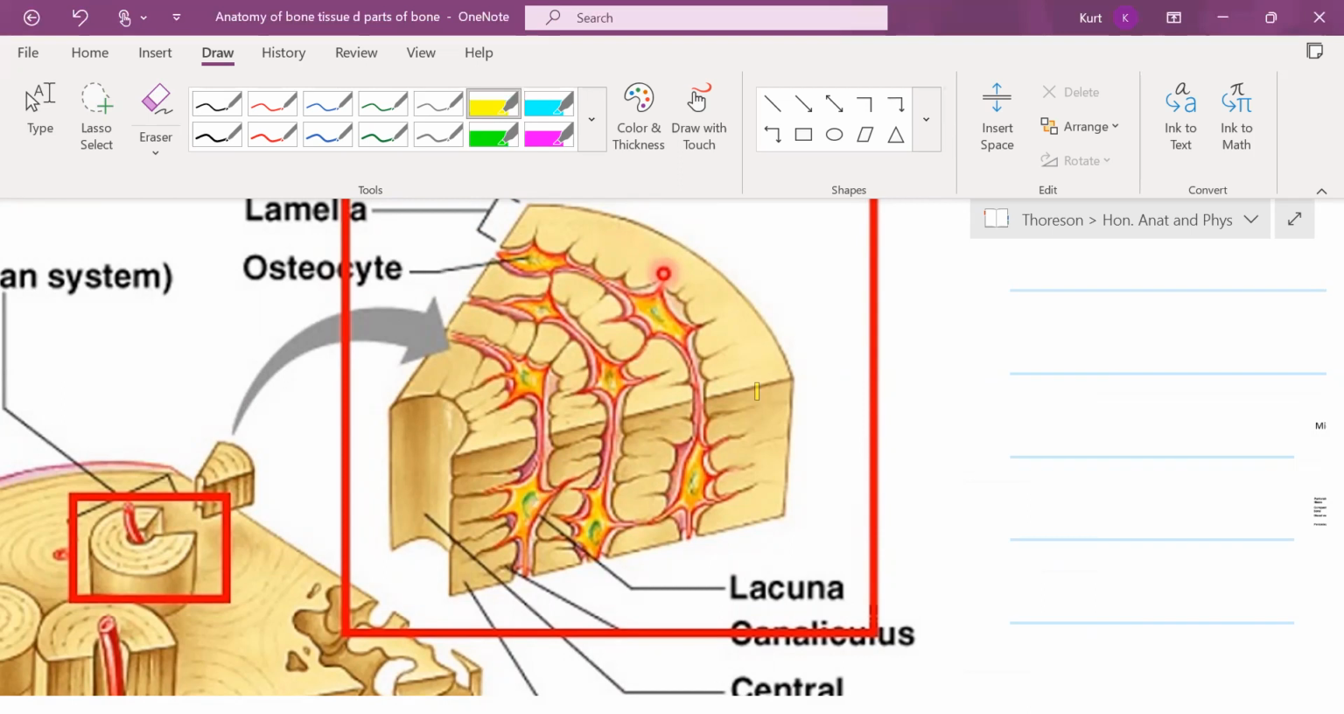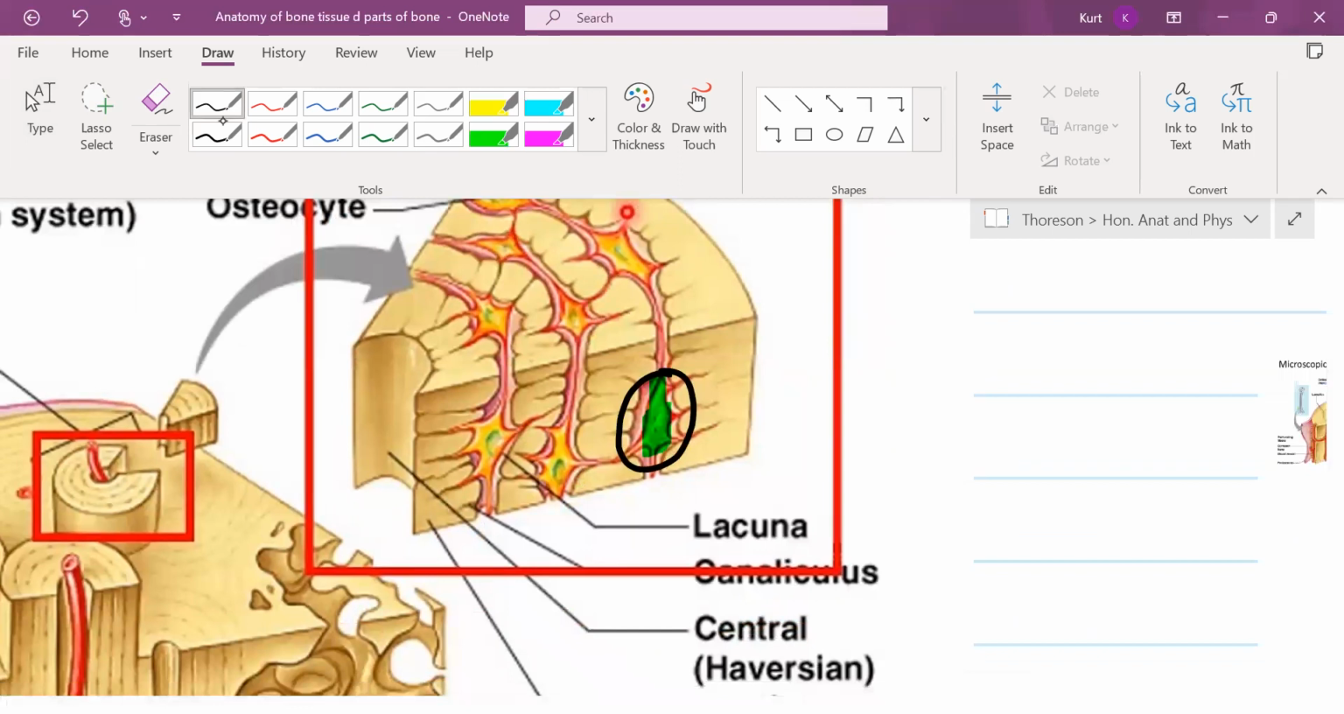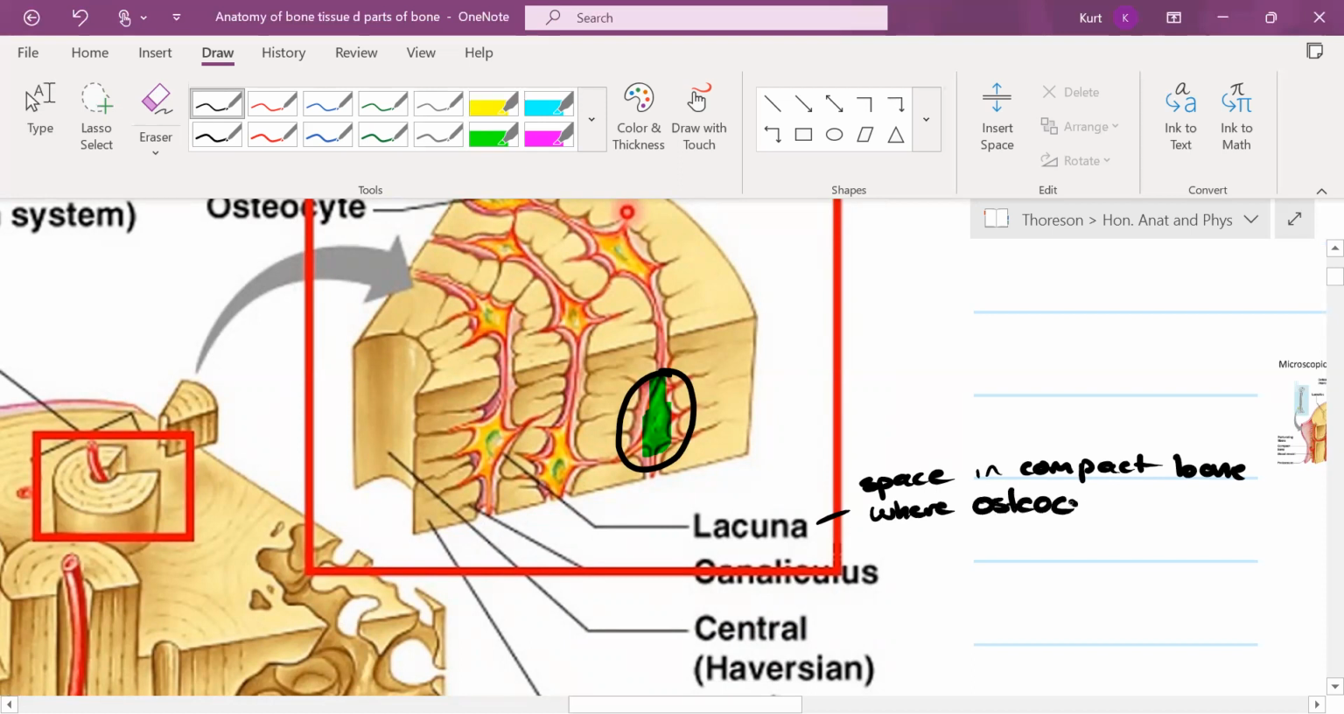Now, this next term there's been some confusion about, so I want to make sure I'm very clear with everybody. The next term is called lacuna. You see it here. The lacuna is the space where the osteocytes are found. So let me show you. This right here, that whole space is the lacuna. Inside the lacuna is that yellow thing. That is a bone cell. That's an osteocyte. So I want to make this very clear. Lacuna is the space in compact bone where osteocytes reside. And that means where they're found.